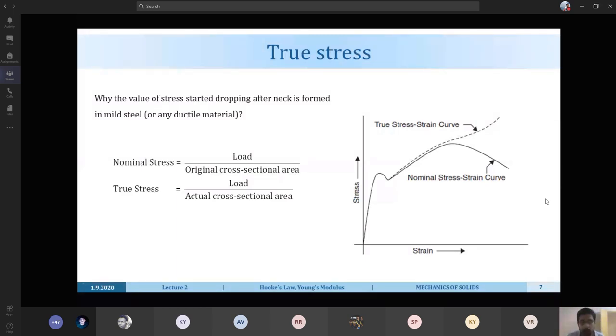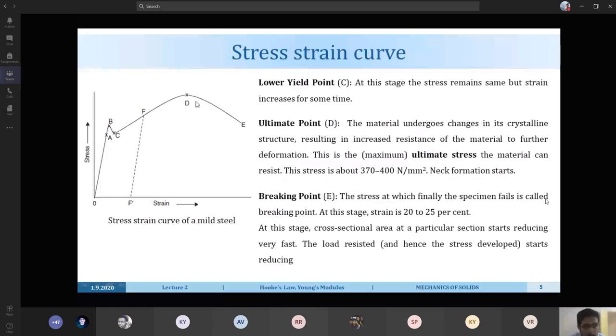Obviously you should have asked a question like why the value of the stress started dropping after the neck is formed. See, as I said here, at point D, the necking happens. So what do we mean by necking? Necking means that the cross section reduces, the cross sectional area reduces. As we said, the stress is calculated as load by area. So when the cross sectional area reduces, what happens? The stress is inversely proportional to area. The stress should increase. But in our case, I'm plotting the graph as going downwards.